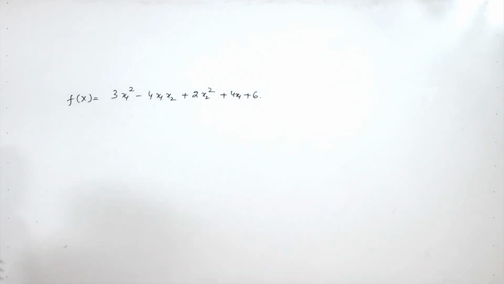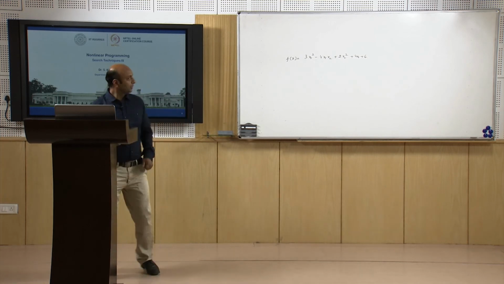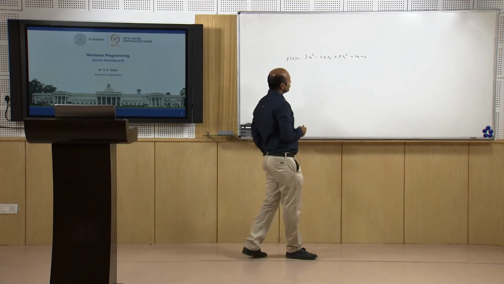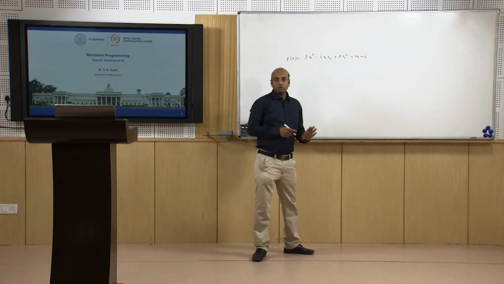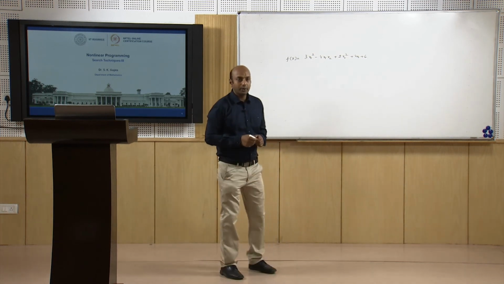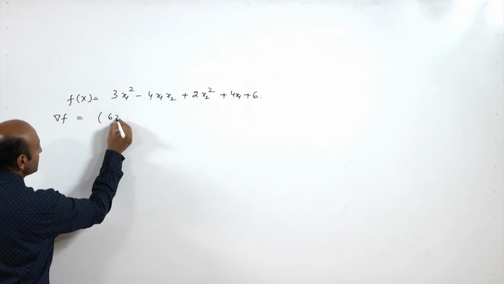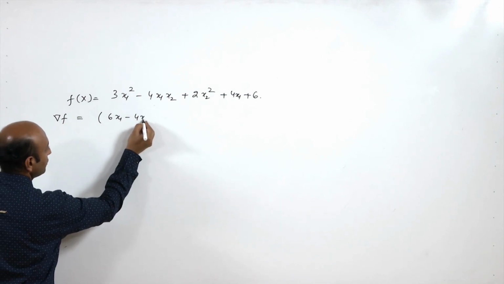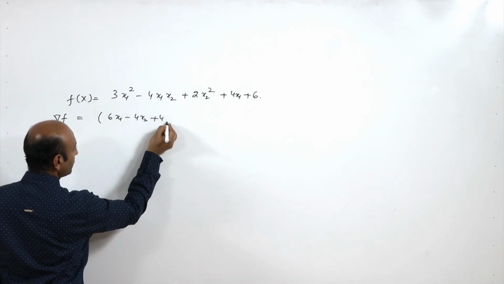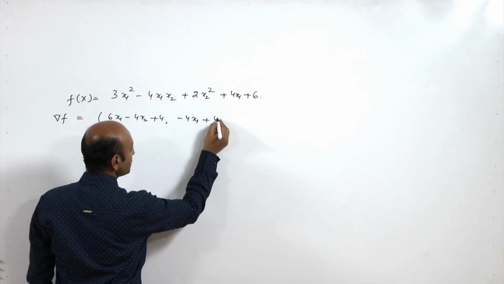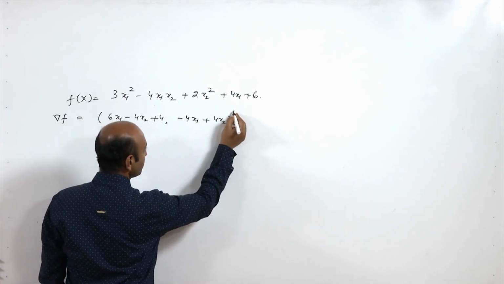Okay. So, this is the main problem basically. Now, suppose we want to find out the optimal solution of this problem using conjugate gradient method. First we find gradient of f(x), it is (6x1 minus 4x2 plus 4, minus 4x1 plus 4x2) transpose.